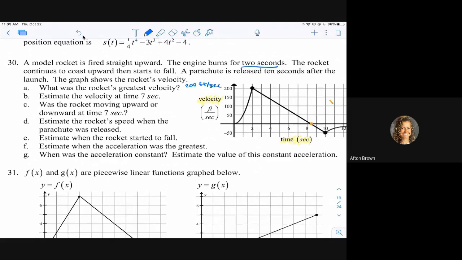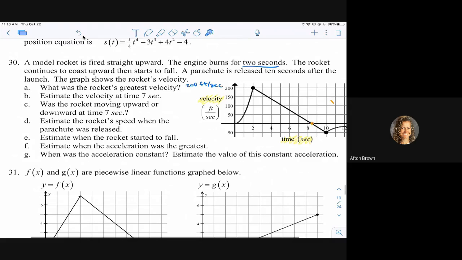What did you guys get for B? It says estimate the velocity at 7 seconds. Cameron, what did you put for your estimate at 7 seconds? So the velocity is about 50, but then you would like 250. Okay. You were finding, I think, the slope. Did you estimate the slope of this line?